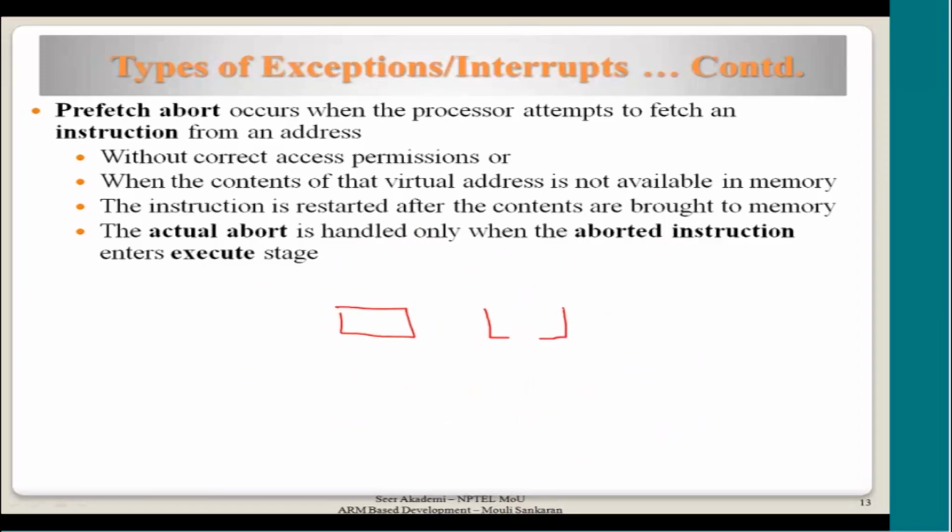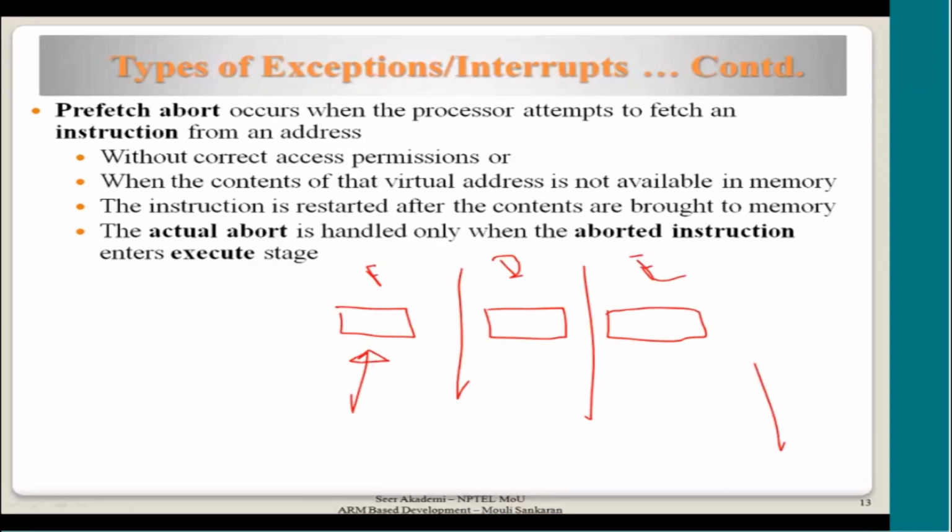Prefetch abort is what? It happens when the prefetch... this is the pipeline I am drawing. Okay, please remember, this is the pipeline. This is the fetch stage, decode stage and execute stage. Prefetch abort happens when I am trying to access an instruction. Okay, let me explain to you with a set of instructions being executed.